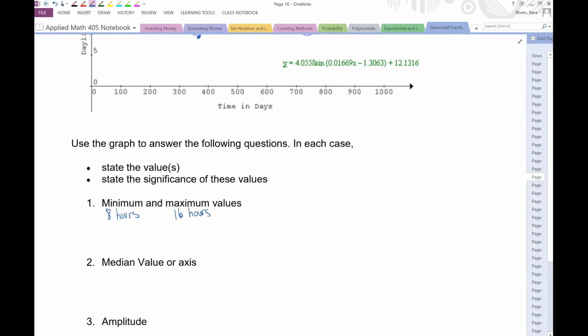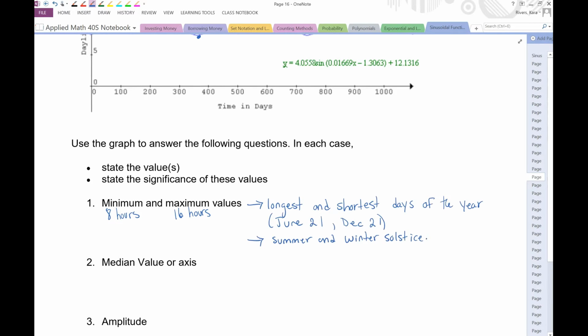So think about our seasons again. When do we have the least amount of daylight, right? And when do we have the most amount of daylight? So this is the amount of daylight on our shortest and our longest days of the year. Our longest day of the year is our summer solstice, June 21st, and our shortest day of the year is our winter solstice, and that's December 21st.